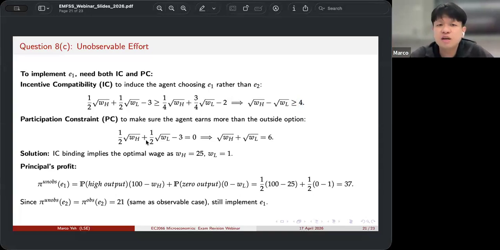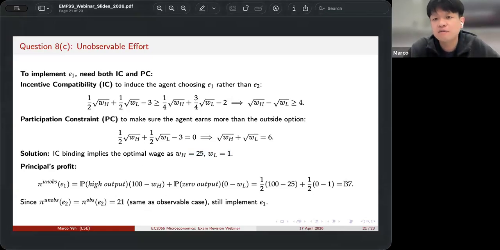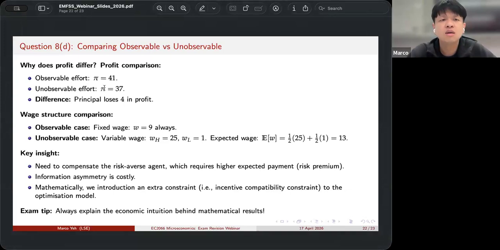The participation constraint is exactly the same as before when we had the effort observable. Now, I have 2 constraints. I just need to solve the 2-equation system for the two unknowns, and then I will get 25 for WH and 1 for WL. Once I calculate the principal's profit, I find 37. Now we can compare the 2 cases. Observable, I get 41. Unobservable, I get only 37. The difference is 4 in profit.